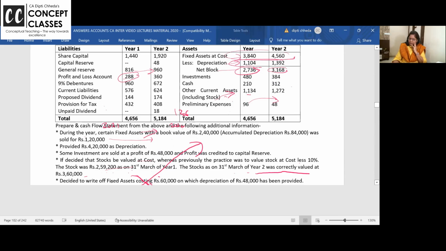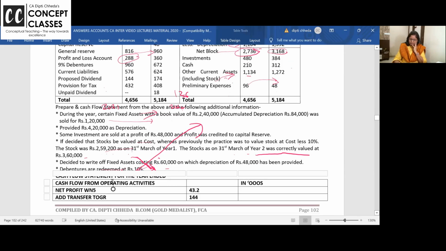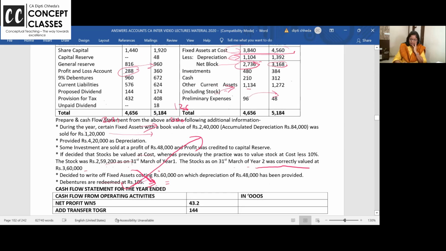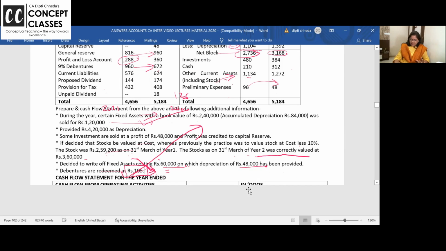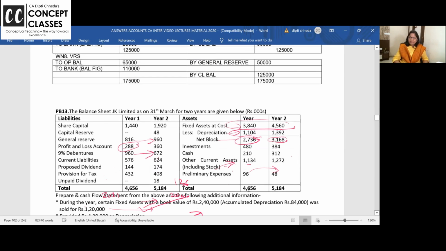Debentures are redeemed at 105. Okay? See, debentures have been reduced, 960 से 672 में. So debentures have been redeemed and they say they have been redeemed at 105. Acha, fixed asset sold is different than fixed asset, which is of 60,000 and 48,000 depreciation is discarded, just removed. So what is the WDV of this 60 and 48? 12,000 is absolutely loss. Am I giving you the correct interpretation?